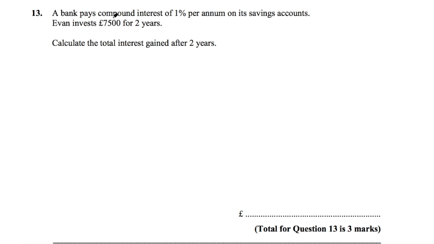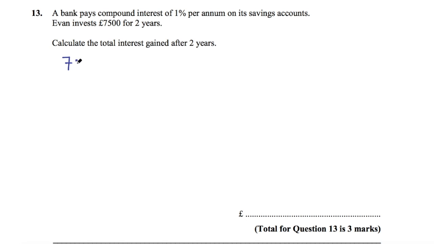Question 13 says a bank pays compound interest of 1% per annum on its savings account. Evan invests $7,500 for 2 years. Calculate the total interest gained after 2 years. Okay, so remember this is a non-calculator question, so we're not going to be using the compound interest formula. Let's do it a slightly easier way. Let's just increase it by 1% and then increase it by 1% again.